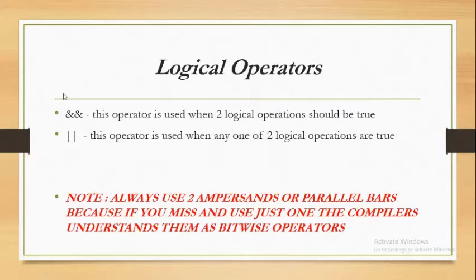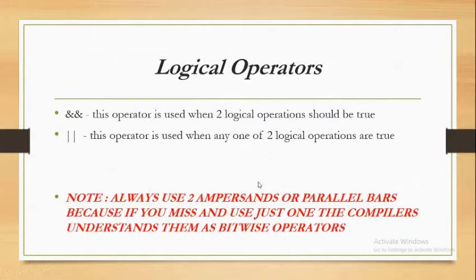And another one is the double ampersand operator, which should be used between two logical operations, and when they both are true, it does something. And the two parallel bars operator is used when any one of the two logical operations, or more than that, is true. If any one is true, it will do something, whereas the ampersand operator will do something only when both are true.